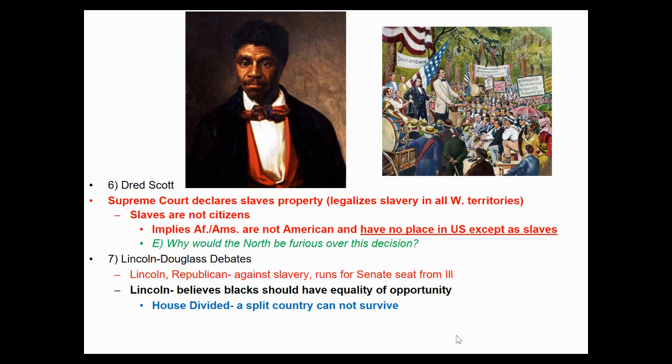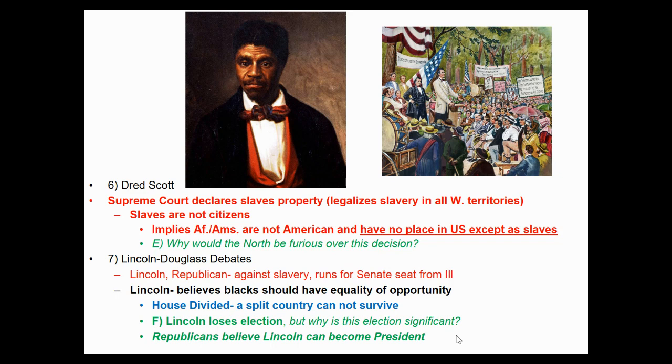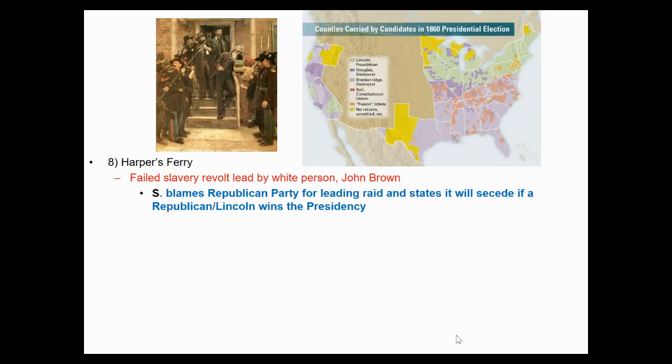Now, in this election against Stephen Douglas, who is the most powerful senator in the United States in Illinois, Lincoln loses the election. Douglas is reelected into the Senate. But why is this election significant for Republicans and for Lincoln, even though he's a loser? Think. And the answer is Republicans, who are a brand new political party, are looking for a candidate that they think could win the war. And all of a sudden, it looks like Lincoln could be that presidential candidate that could help the Republicans win the next election in 1860.